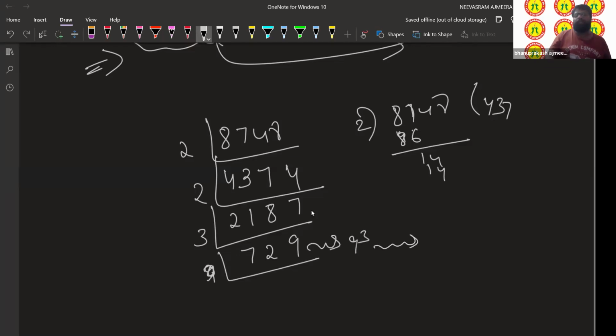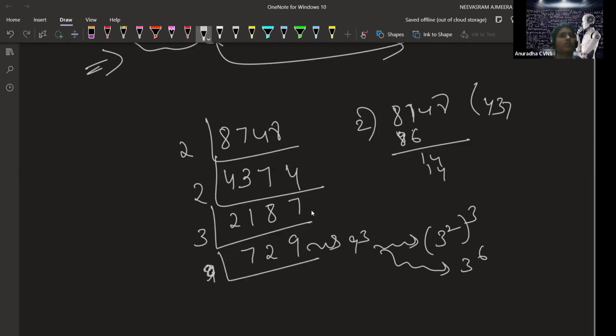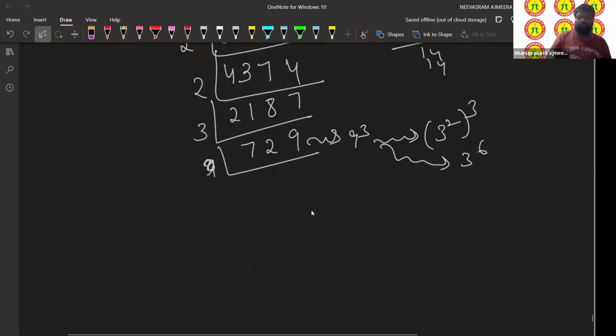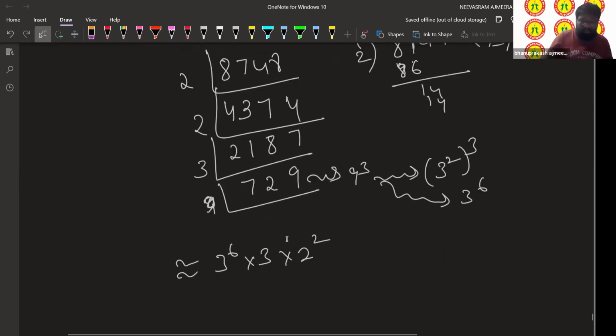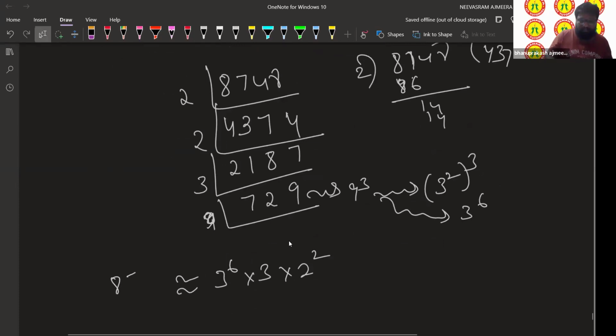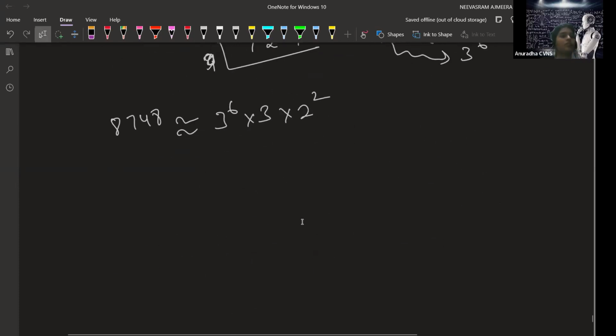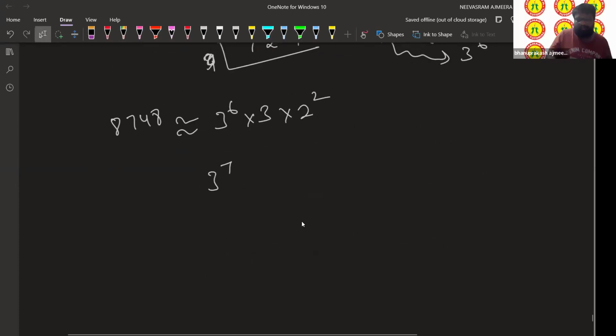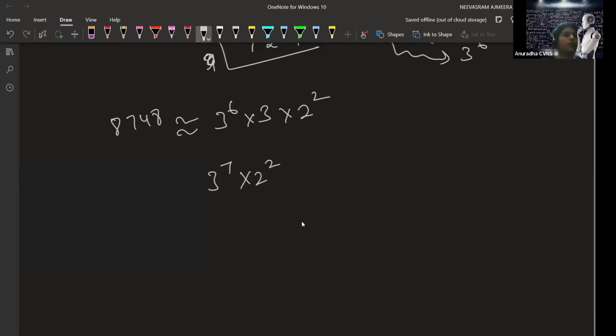So 9 cube can be written as 3 square into 3, so 3 power 6. Overall 3 power 6 into 3 into 2 square. That is equal to the number 8748. So 3 power 7 times 2 square. So the power should be a multiple of 3, so we can take 9, sir.